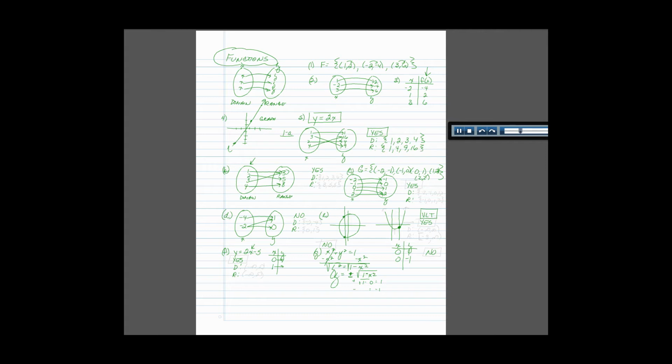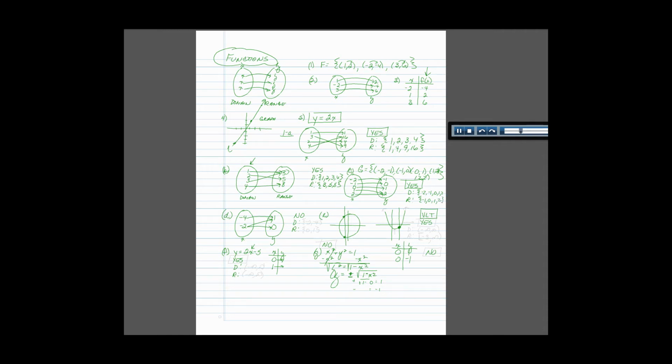Same thing with the next one. In B, the domain here is 1, 2, 3, and 4, and our range is just 3, 5, and 8. In C, again, it was a function. The domain is -2, -1, 0, 1, and 2. And the range is -1, 0, 1, and 2.